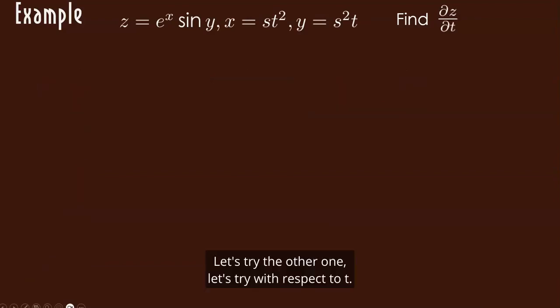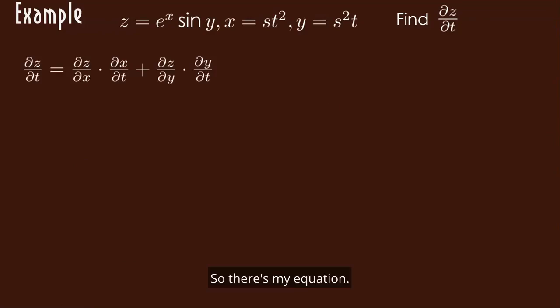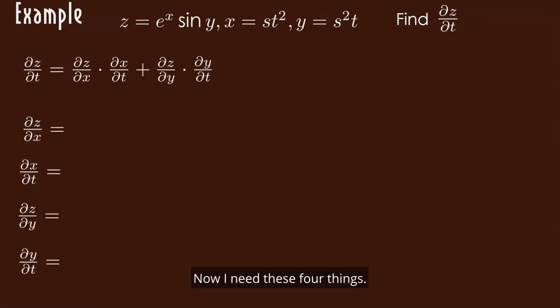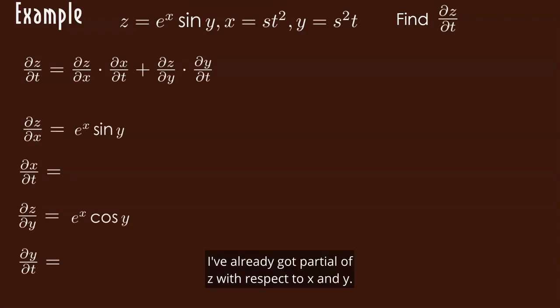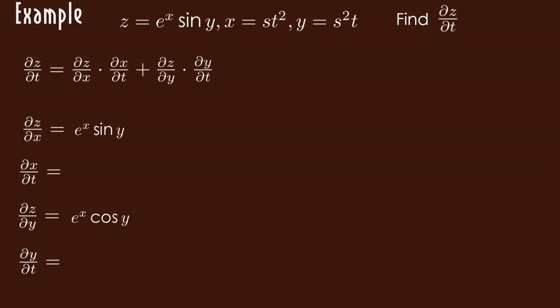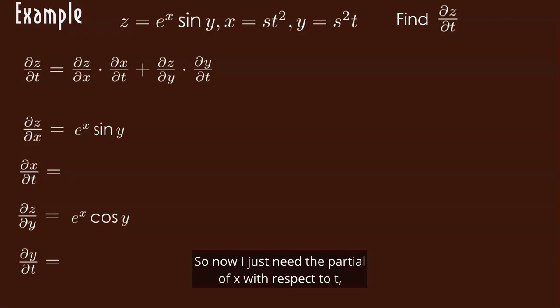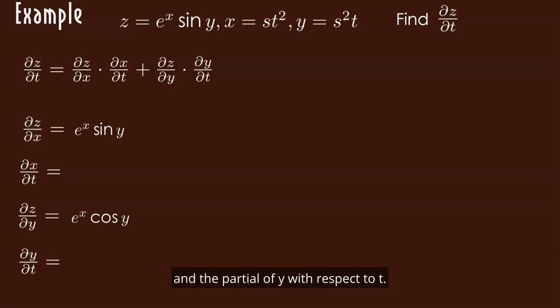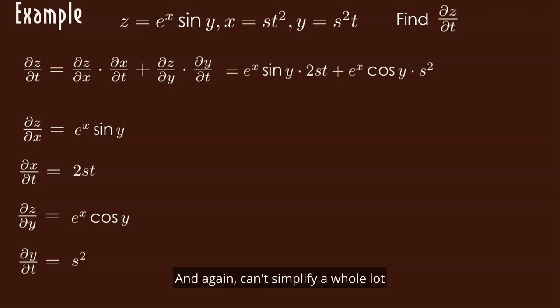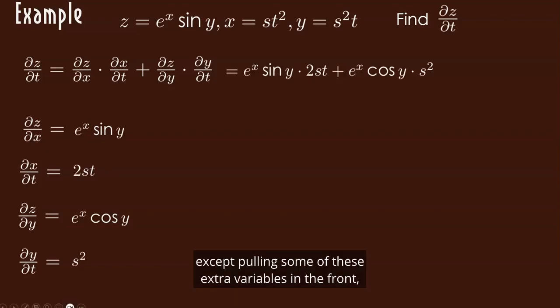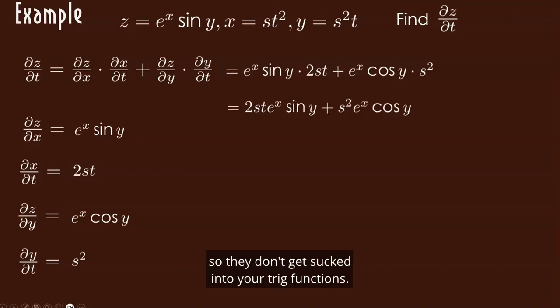Let's try the other one. Let's try with respect to t. So there's my equation. Now, I need these four things. I've already got the partial of z with respect to x and y. So now I just need the partial of x with respect to t and the partial of y with respect to t. The partial of x with respect to t is 2st, and the other partial is s squared. I'm going to fill that into my equation, and again, can't simplify a whole lot except pulling some of these extra variables in the front so they don't get sucked into your trig functions.